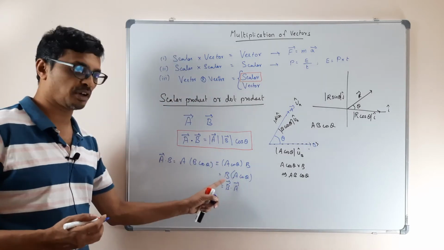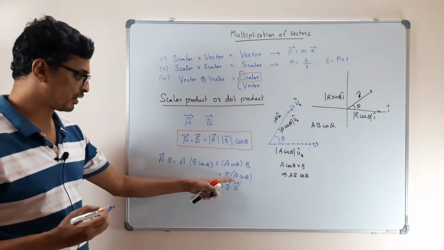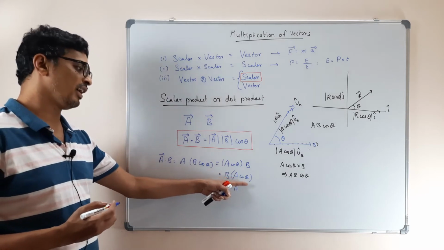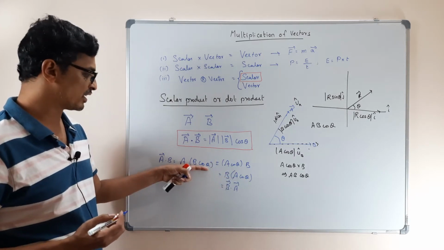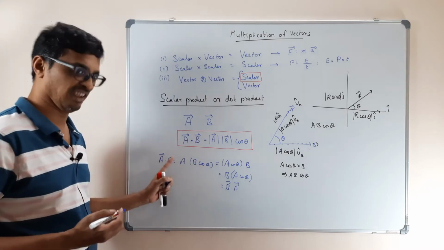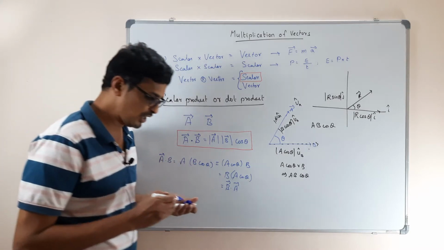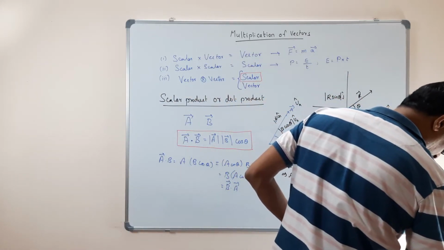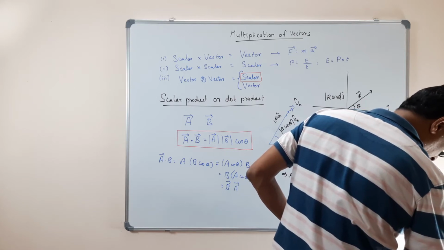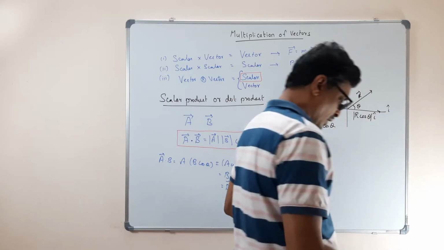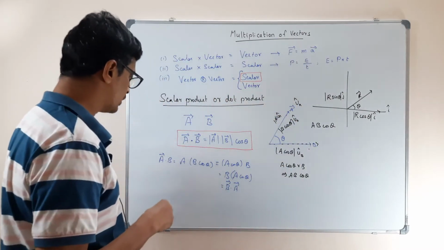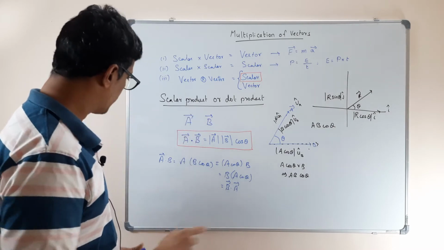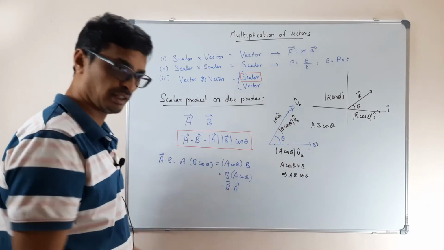See here what happened. A cos theta is the component of A along B, and here B cos theta is the component of B along A. Since both are there, it can be commutative also. So scalar products are commutative. In a book they write it as AB cos theta or BA cos theta. It doesn't matter.